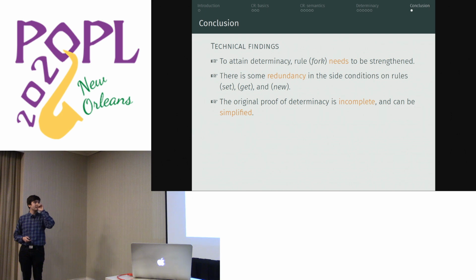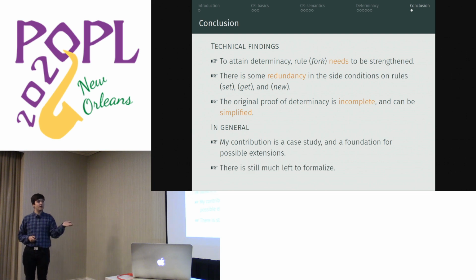So to summarize, the technical findings are that, well, I think the specification of the operational semantics is cleaned up a little, so this definitely needs a strong formulation. These you could loosen up a bit. And I also found a bit easier and a complete proof of this determinacy. And in general, the contribution is really a case study. I don't think I used any methods that can be easily generalized to other proofs, for instance. But it could also be a foundation for possible extension of this model.